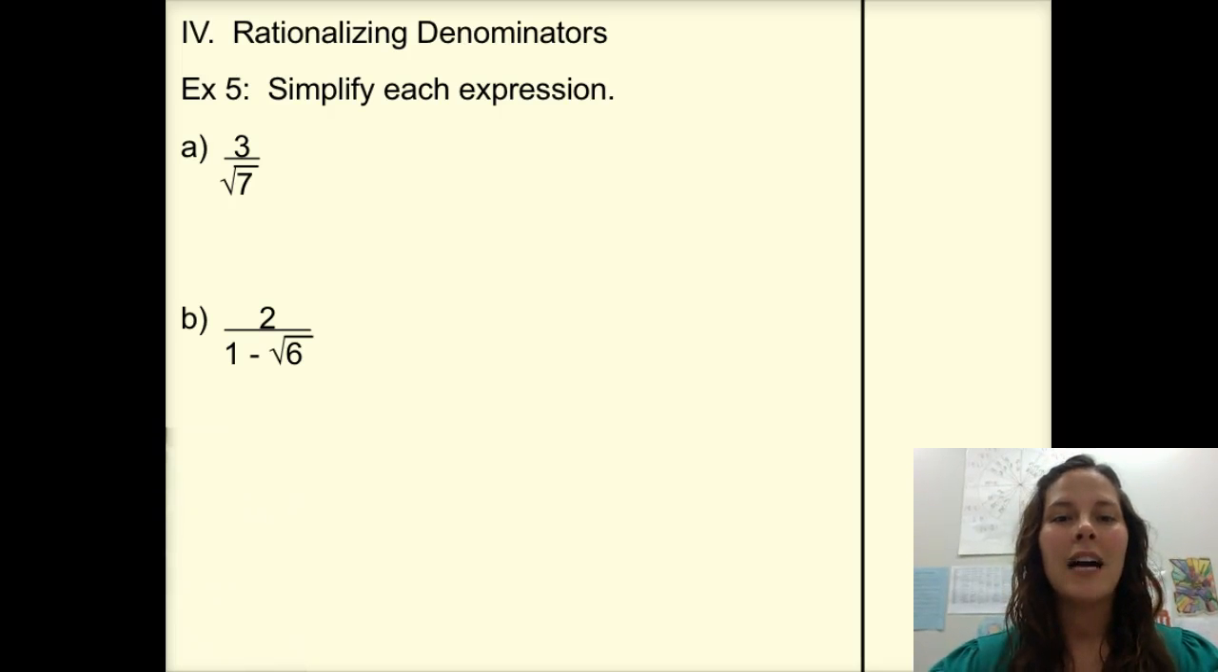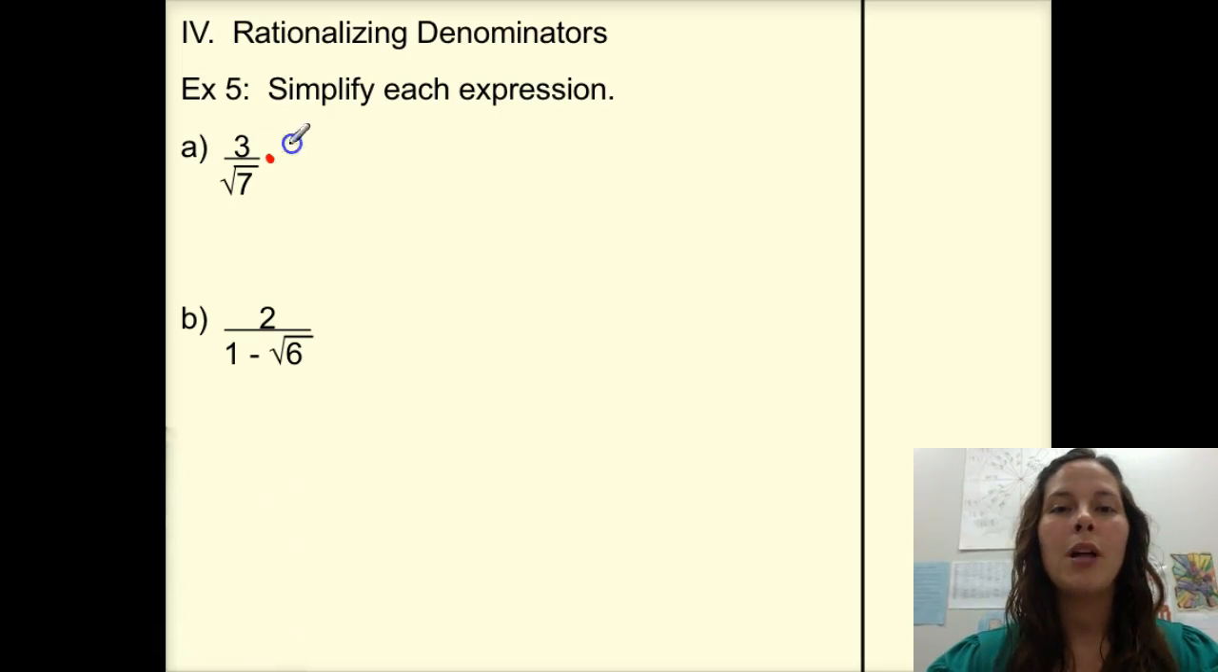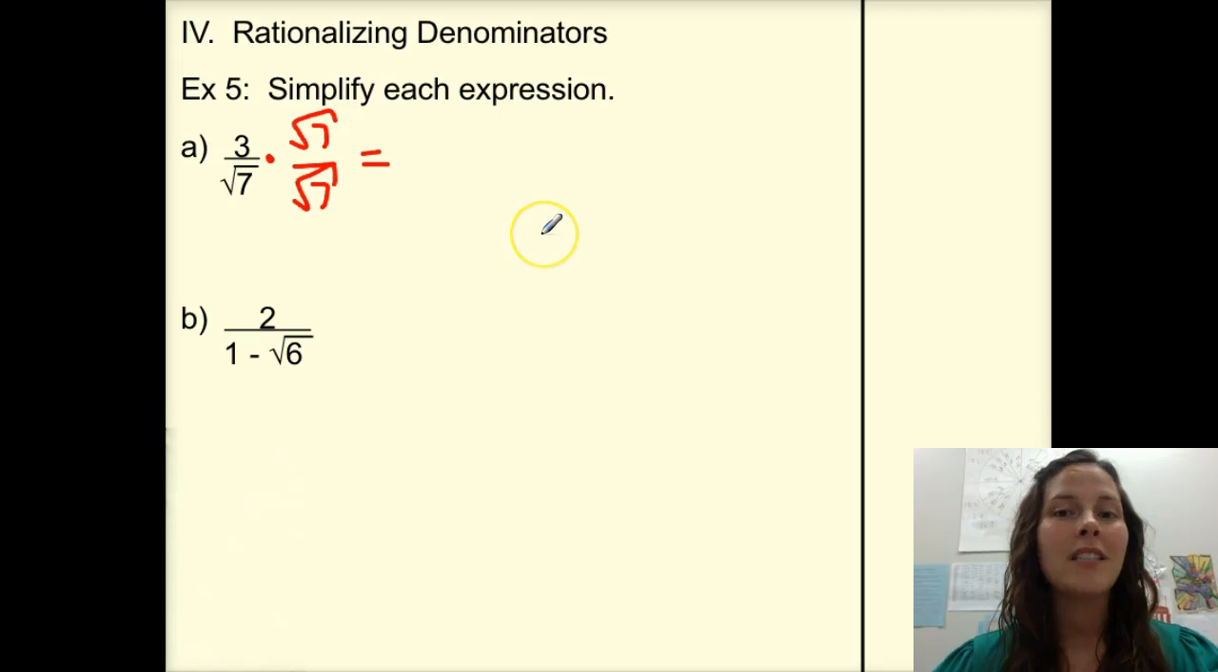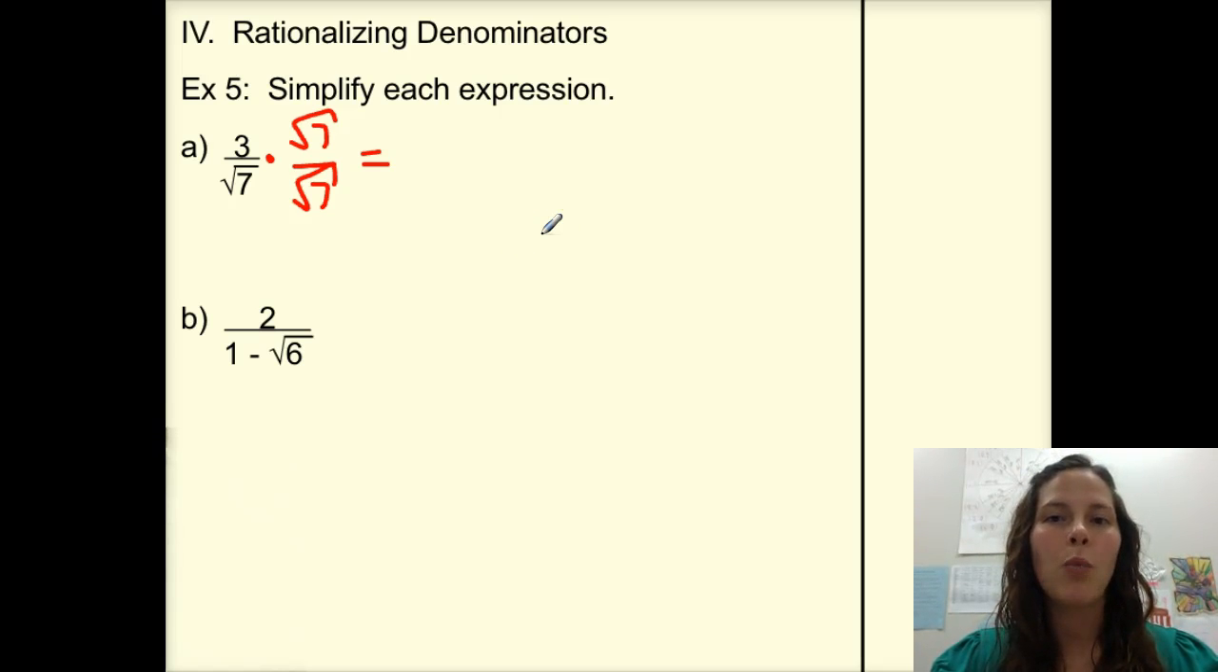To get the radical out of the denominator, you want to multiply by the radical when it's just a single value like we've got in part A. Make sure that you multiply by a fancy form of 1. If you are not multiplying the expression by 1, you are changing its value. And we're not changing the value, we're just changing what it looks like. So square root of 7 divided by itself is 1. So the expression will look different, but it will be equal to what we started with.